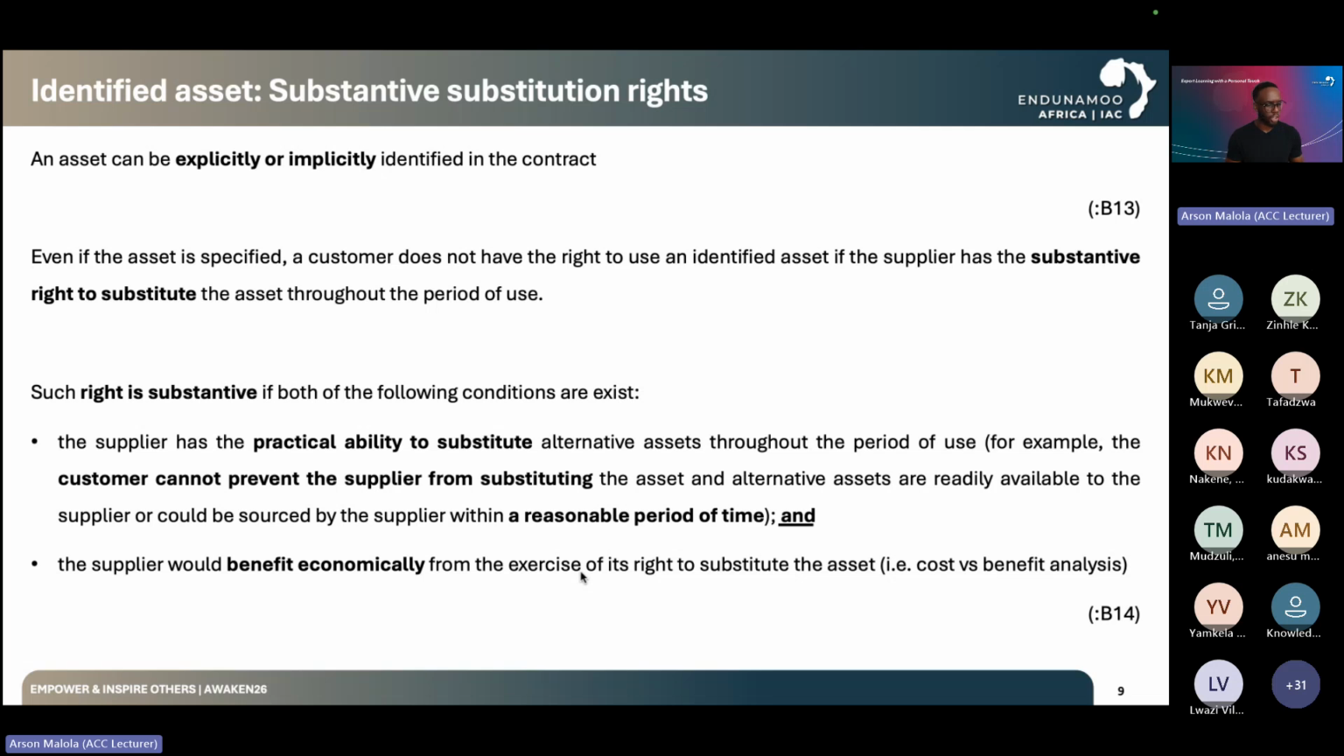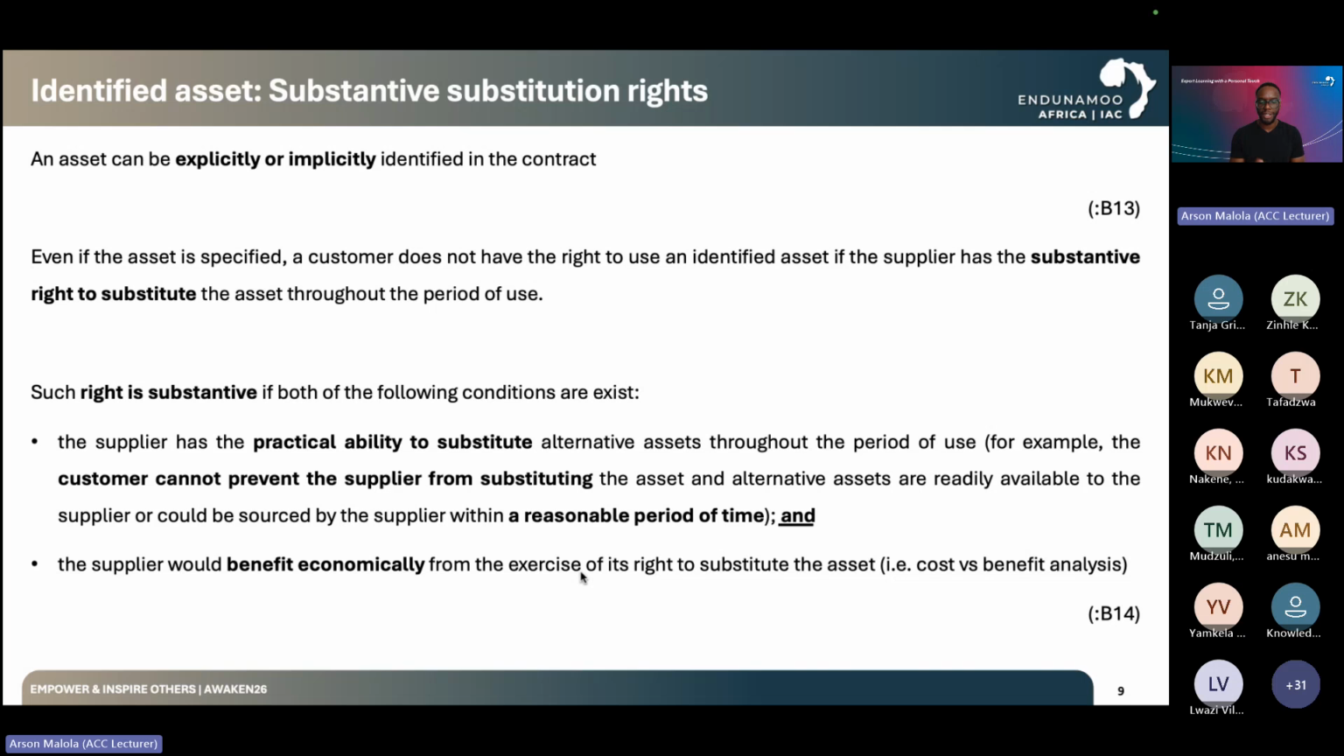So if you're reading about a contract to provide some sort of service, however, as part of that contract, it becomes quite clear, or it's implied that we need a specific asset to fulfill this contract. Then that should almost trigger your mind to say, okay, hang on, is there an identified asset here in this contract? And then do I need to be thinking about the lease definition? And then, of course, substitution rights, right? Substitution rights is probably the core concept when it comes to identified assets. So whether or not the supplier has substitution rights.